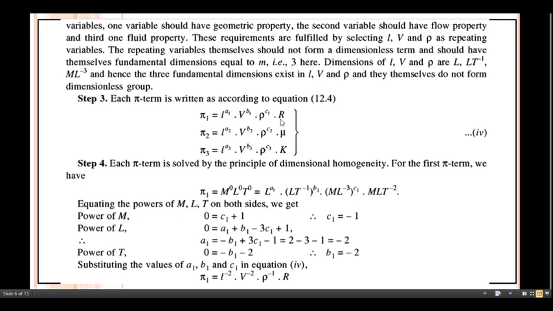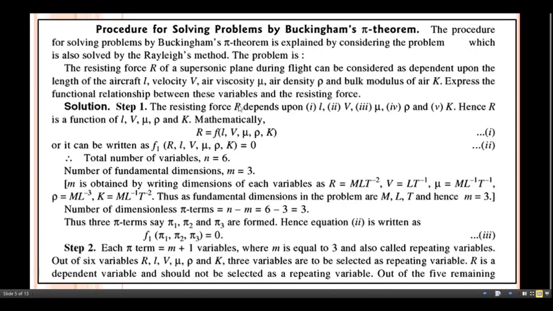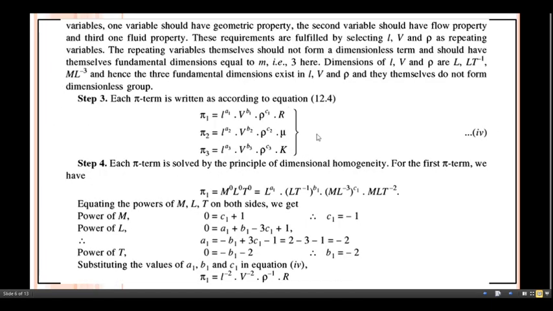What about the dimensions of r? Dimensions of r we already have: M L T raised to minus 2. This r parameter is the force parameter, the resisting force. So you have to substitute the dimensions of r here in this case. Now equate the powers of the fundamental quantities, that is M, L, T, on both sides.